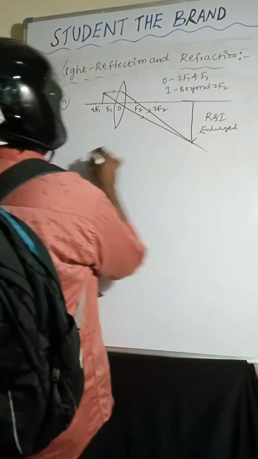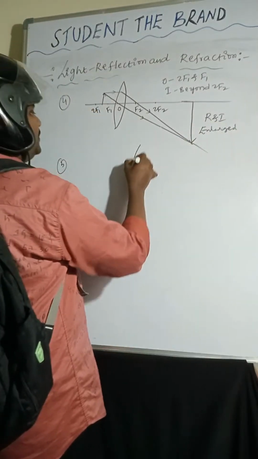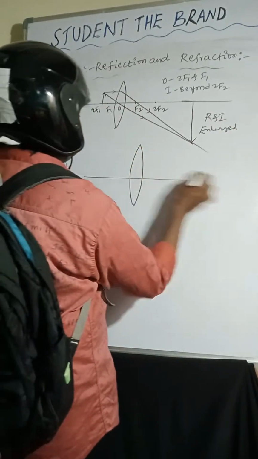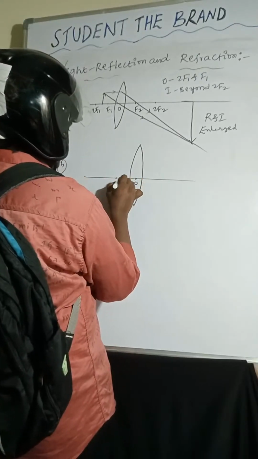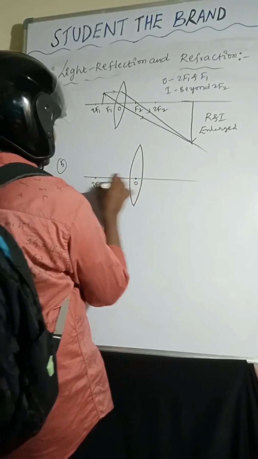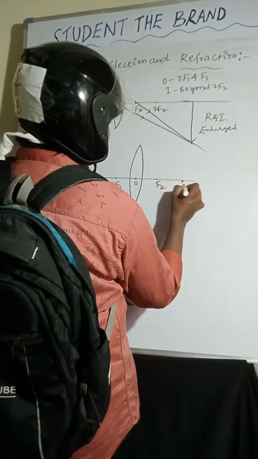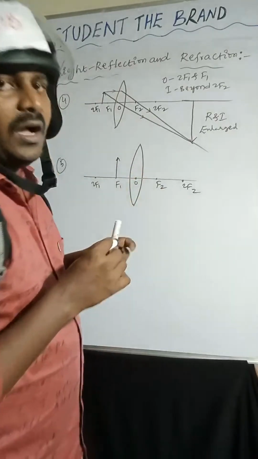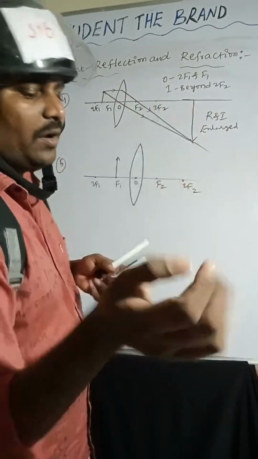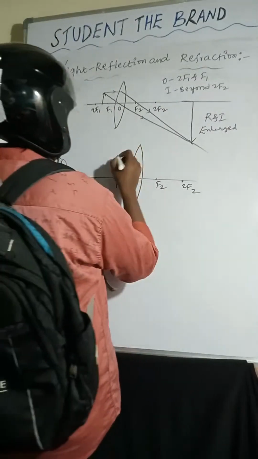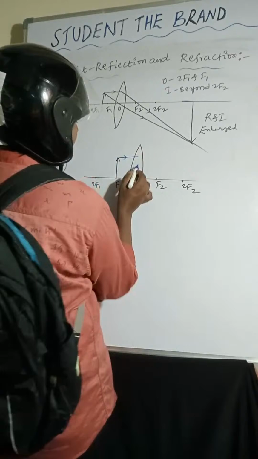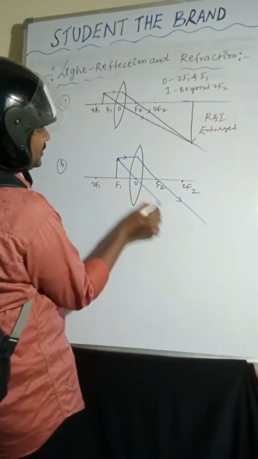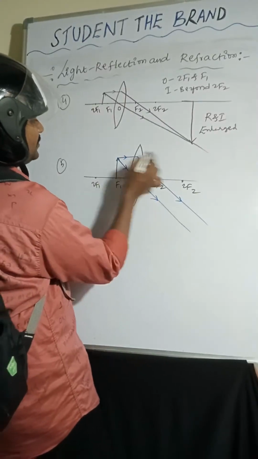Okay. Coming to the fifth one. Object is placed at F. So I am taking optic center here. So F1, 2F1, F2, 2F2. Object is placed at F1. Image will form at infinity because parallel light rays will meet at infinity. So I'm taking one light ray here. It passes through focus. Another light ray is passing through optic center. So those light rays will meet at infinity.